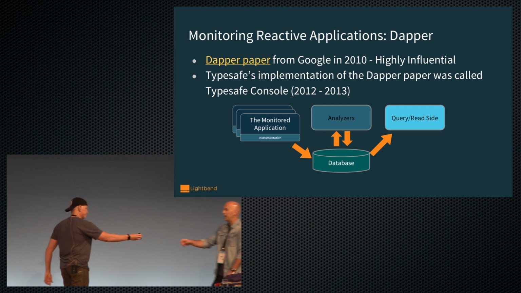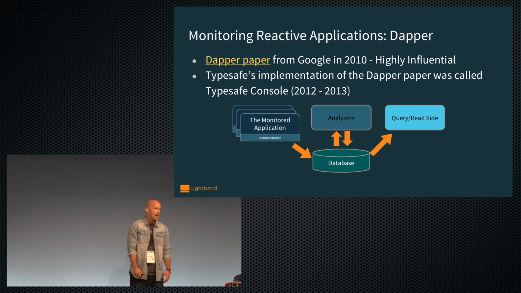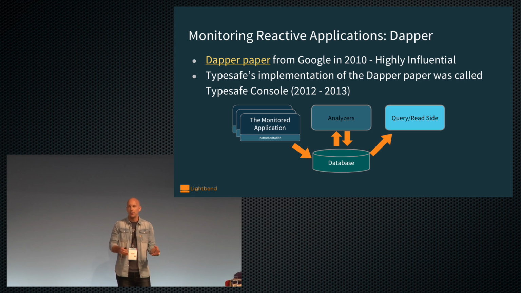Okay, so 6 years ago, Google released this paper called the Dapper paper. It's basically lessons learned from monitoring distributed systems. Google has a couple of servers out there. So this was the best practice for how to monitor distributed systems, basically. And at TypeSafe, when we started in 2011, we had an implementation called TypeSafe Console, which basically is an implementation of the Dapper paper.